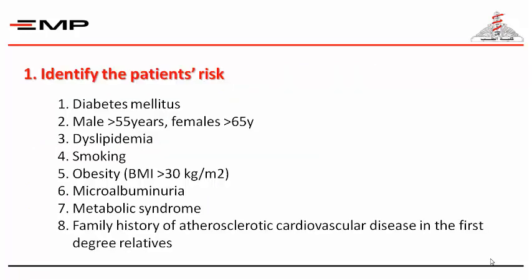First, we will identify the patient risk. We will ask if the patient has diabetes mellitus, if your patient is male more than 55 years old or female more than 65 years, if he has dyslipidemia, if he is a smoker, if he has obesity with a body mass index more than 30 kg per square meter, if there is microalbuminuria, metabolic syndrome, or a family history of atherosclerotic cardiovascular disease in first degree relatives.